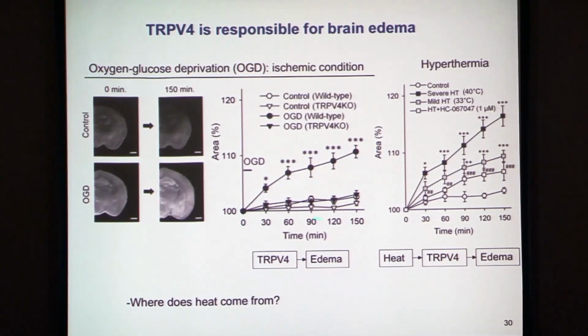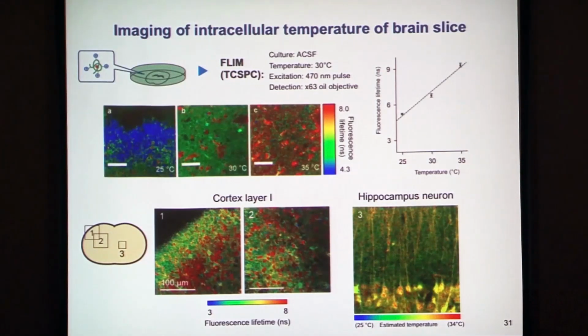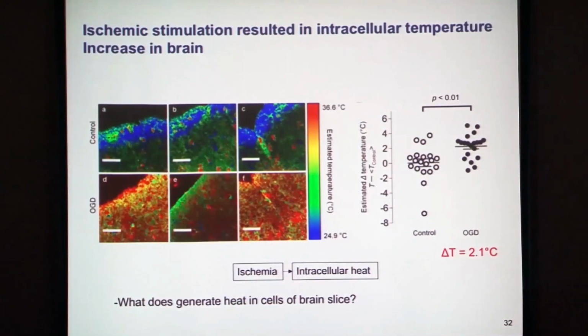Because TRPV4 is known to be activated by heat, we suspected a contribution of endogenous heat production in the neuronal cells. And we used our method of imaging the cellular temperature in the brain slice. When you apply the ischemic condition, you can see a significant temperature increase in the cells in the brain slice.